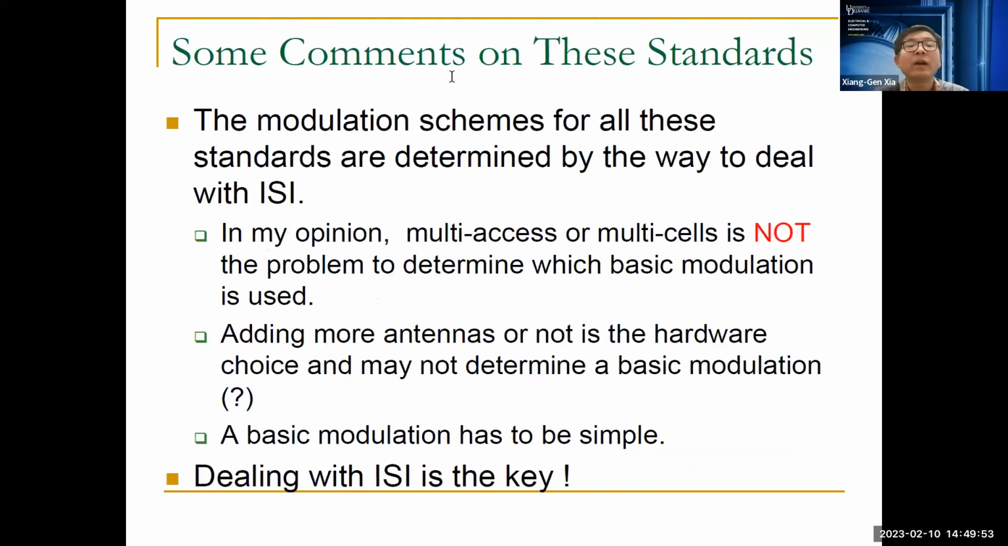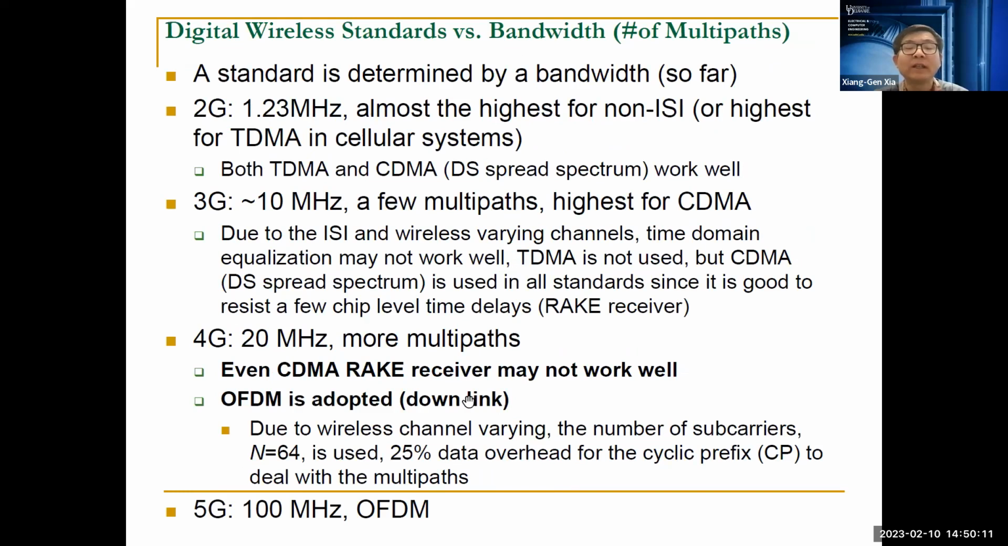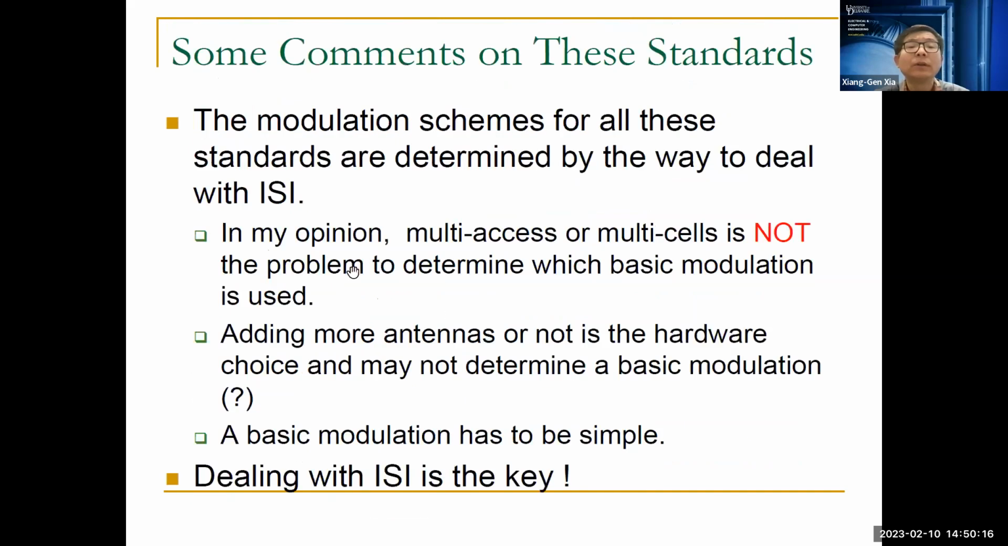All right, so some simple comments in my own opinion. I'm talking about the most basic modulation schemes, from the physical layer, right? So the modulation schemes for all these standards so far are determined by the way to deal with intersymbol interference. Let's go back here. So all of these are dealing with intersymbol interference, multipaths, right? So in my own opinion, multi-access and multi-cell is not the main problem. Of course, if you don't have to deal with multi-access and multi-cell, if you have only one point-to-point link, then it's not a problem, right?